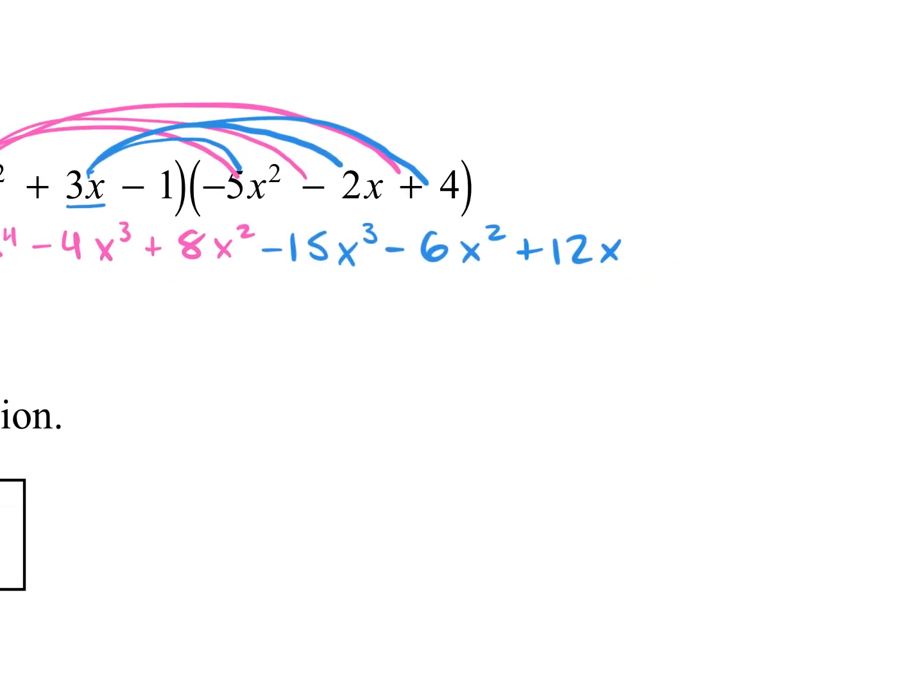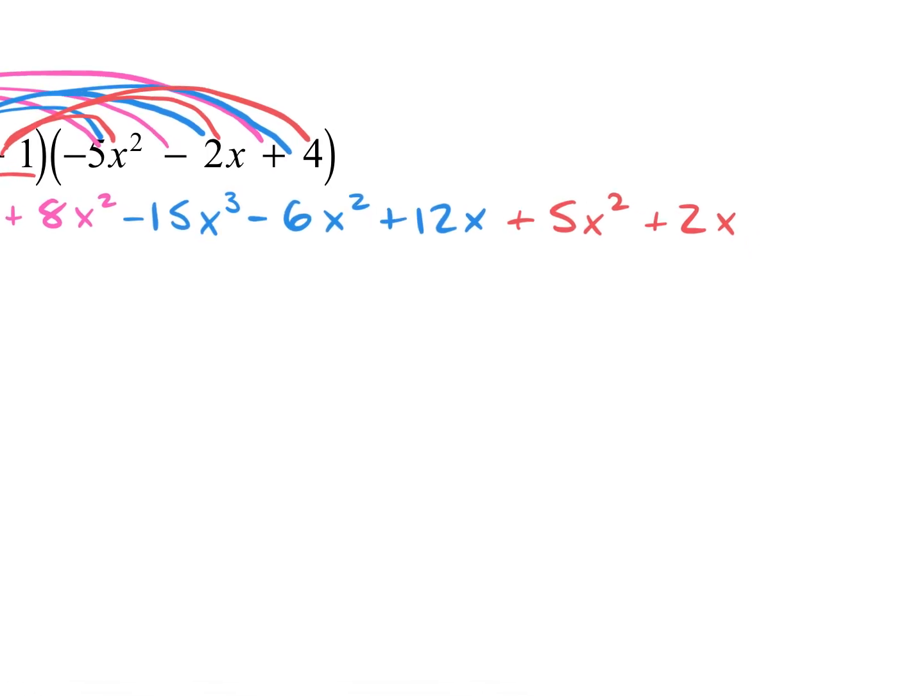Now let's move on to negative 1. Negative 1 times negative 5x squared. Positive 5x squared. Negative 1 times negative 2x would be positive 2x. And negative 1 times 4, negative 4.